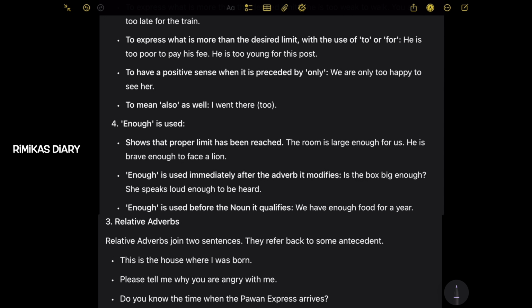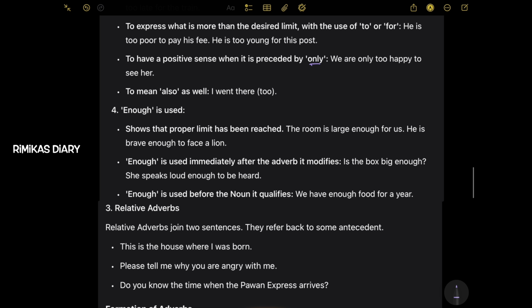To have a positive sense when it is preceded by only: we are only too happy to see her. To mean also, as well: I went there too. So it also means also, like I went there also, you could use I went there too.